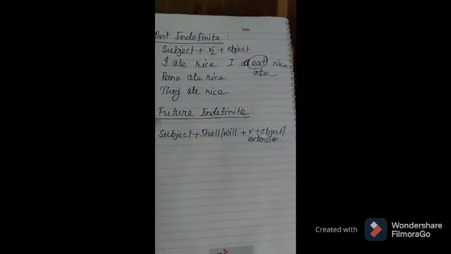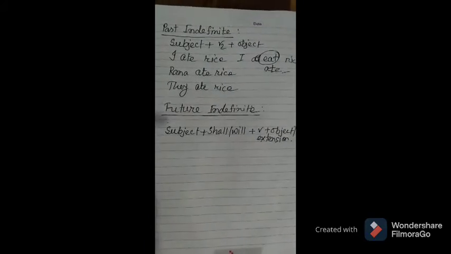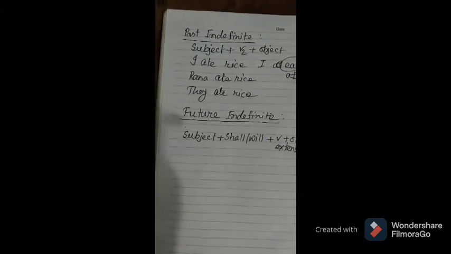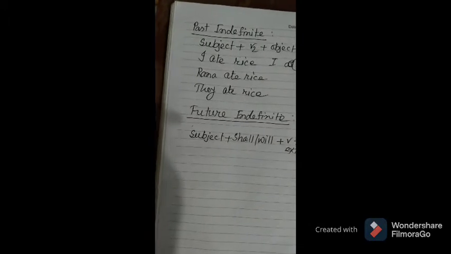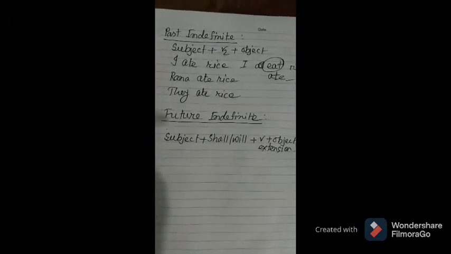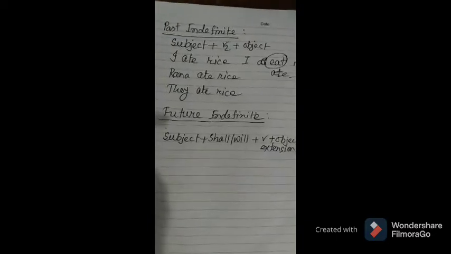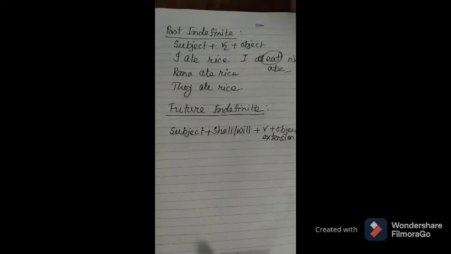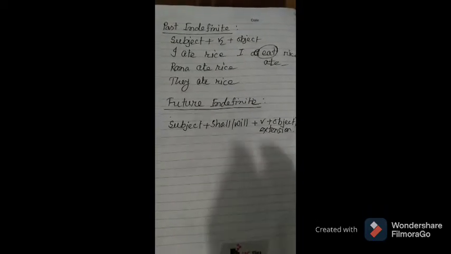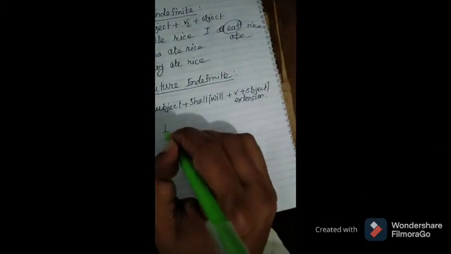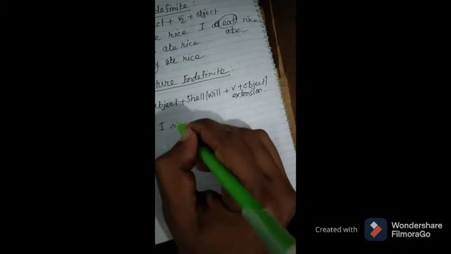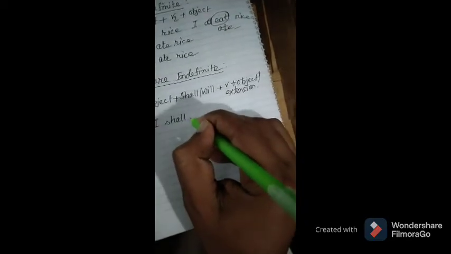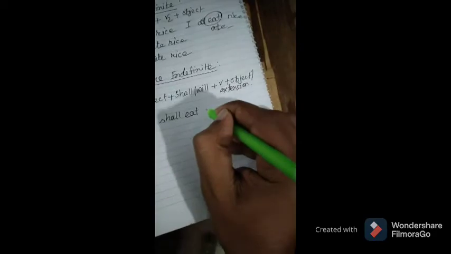In future indefinite tense we have to use shall or will, whether it is indefinite, continuous, perfect or perfect continuous. We need to use shall or will after the subject and before the principal verb. Okay, so let's see what our previous sentences turn out to be. Okay, we have I ate rice. Now we have to write I shall, and the verb remains as it was, I shall eat rice.